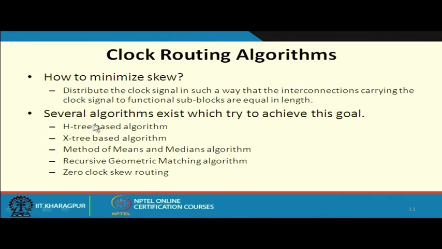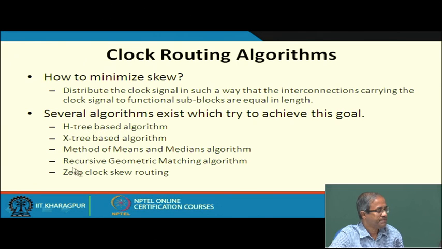So we shall be talking about several algorithms. The first 4 of them, for instance, try to minimize the length. The last one, of course, looks at actual zero clock skew by carrying out more accurate estimates of the delays. So let us see these one by one, right.